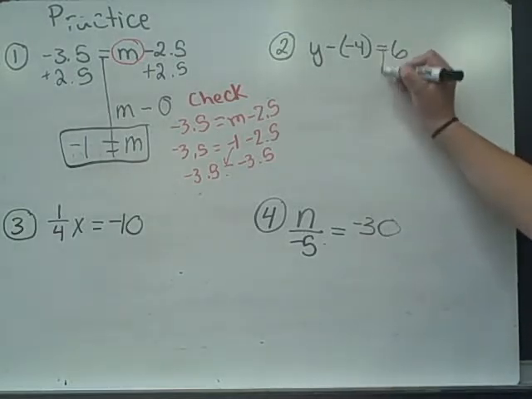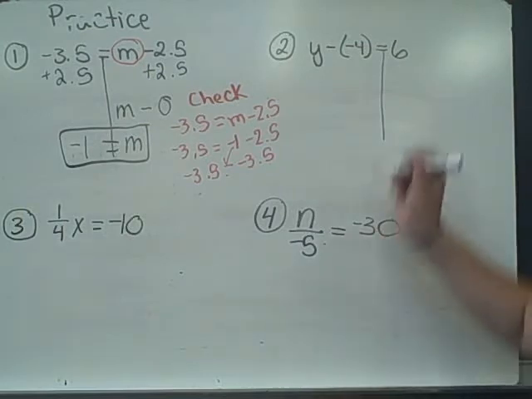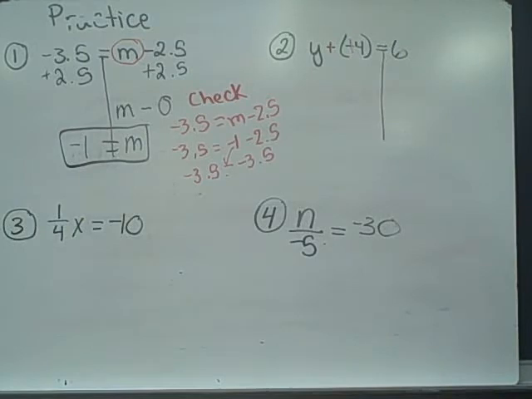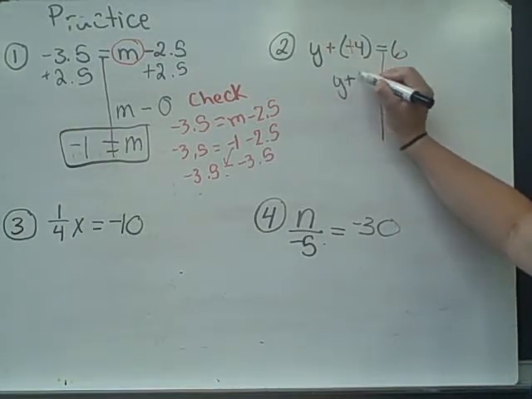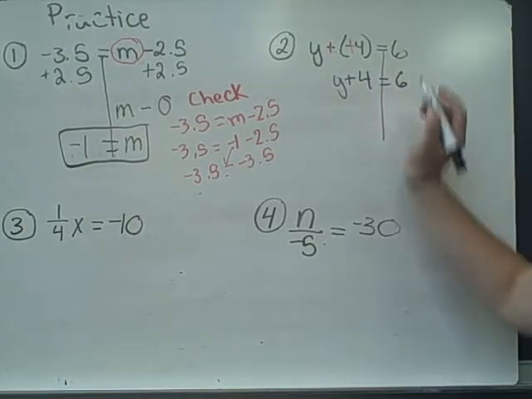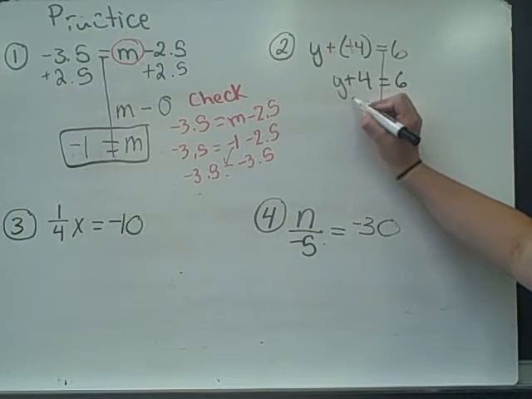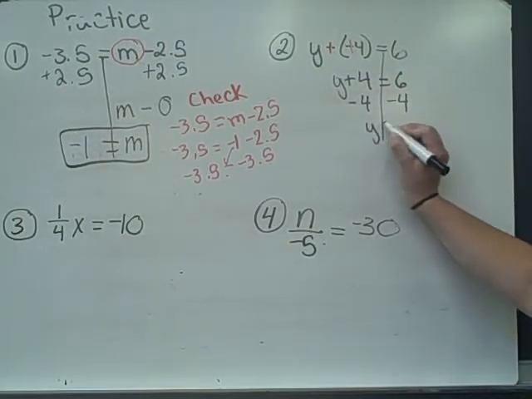All right, let's look at number 2. Y minus a -4 is the same thing as saying y plus a +4. Remember your integer rules of adding the opposite. So this is really y plus 4 equaling 6. So to get y by itself, I'm going to do the opposite of addition, which is subtraction. You're going to subtract 4 from both sides, and y would equal 2.